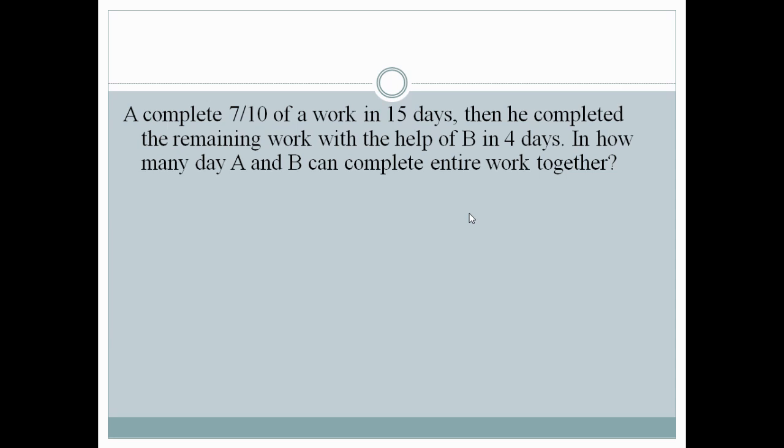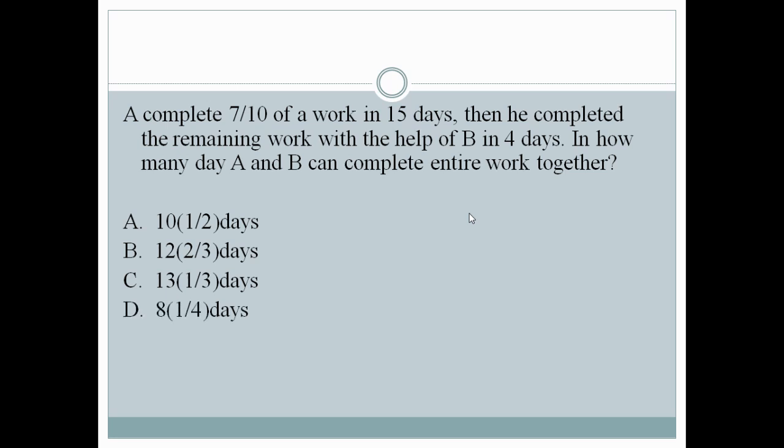Next question. A completes 7/10 of a work in 15 days. Then he completes the remaining work with the help of B in 4 days. How many days can A and B complete the entire work together? So the options are 10 and a half, 12 and 2 by 3, 13 and 1 by 3, and 8 and 1 by 4 days. So here A completes 7/10 of a work in 15 days.